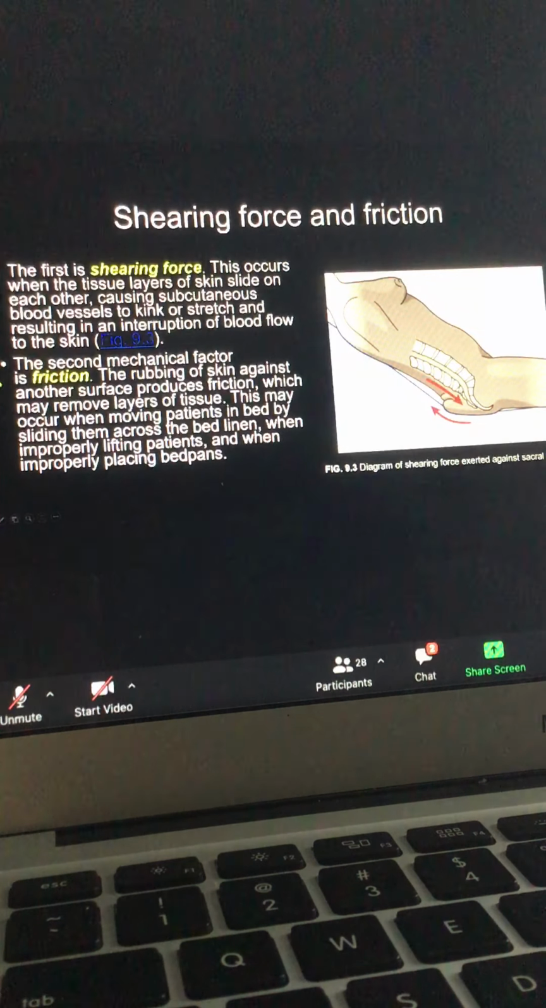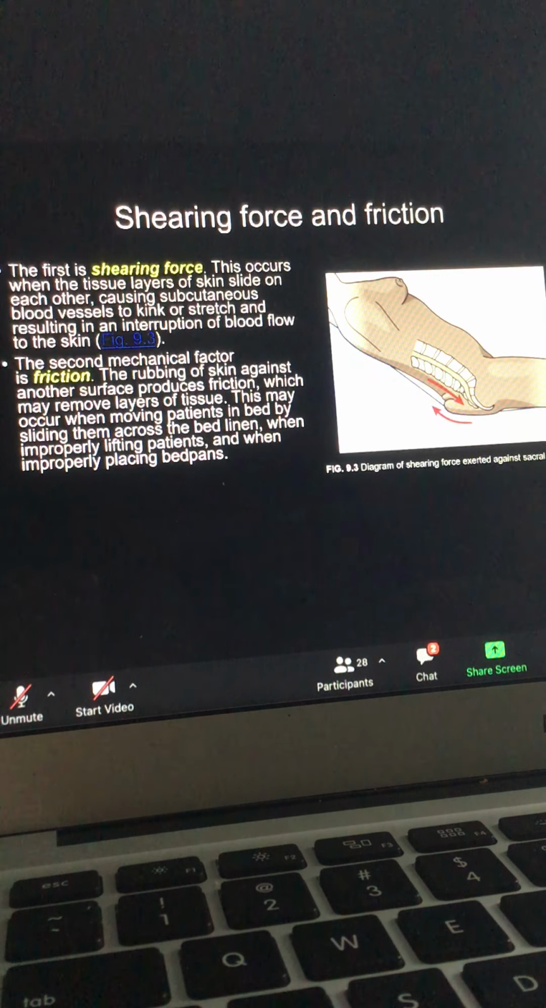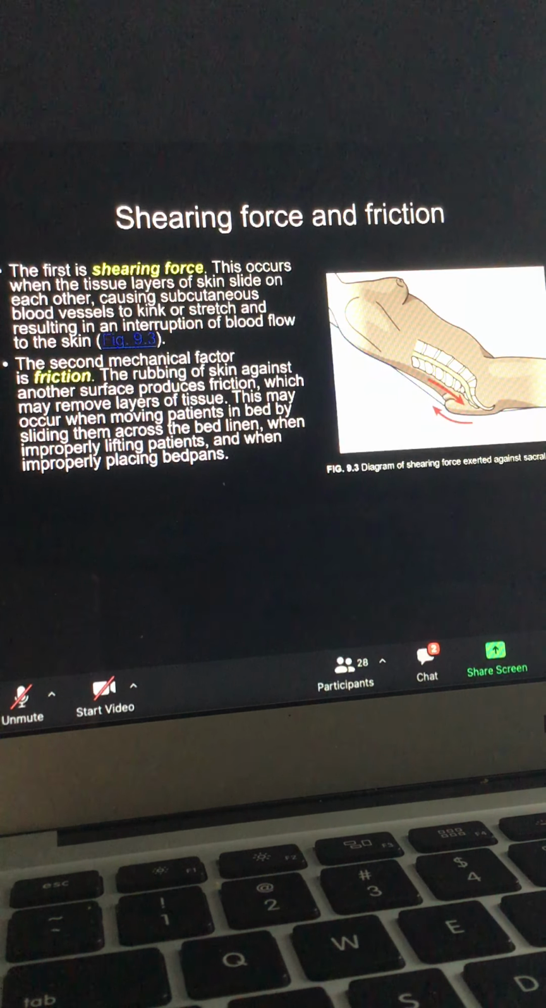All right, let's look at the main distinction between the two. So these are the two mechanical forces. The first one, the shearing force, occurs when the tissue layers of the skin slide on each other. On the picture on the right, look at the picture at the bottom where the buttocks area of the patient is. There's an opposing force. One is going down and one is going upward, pressing.